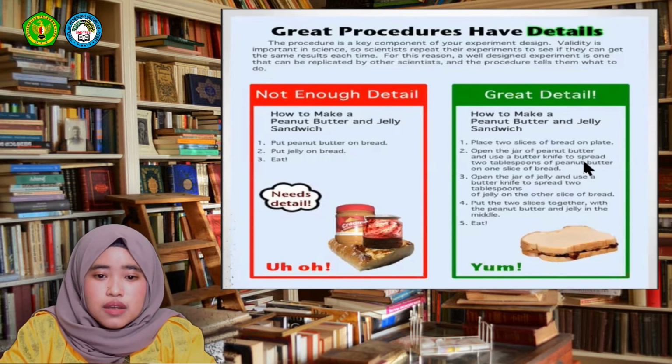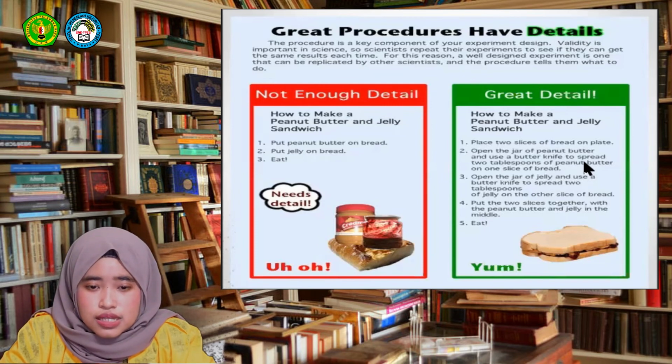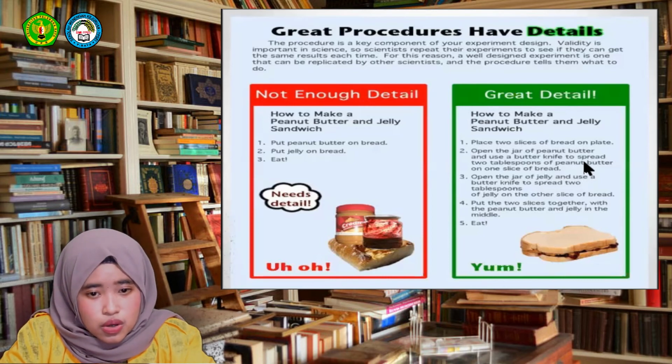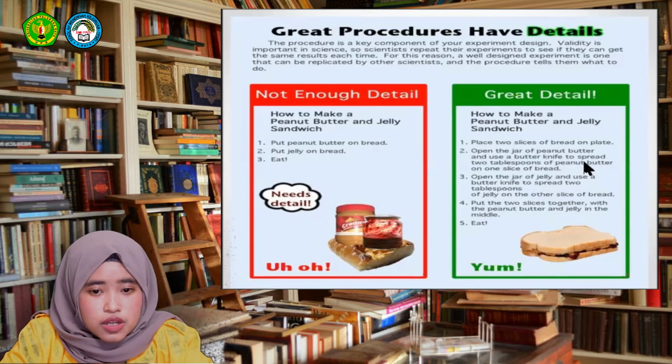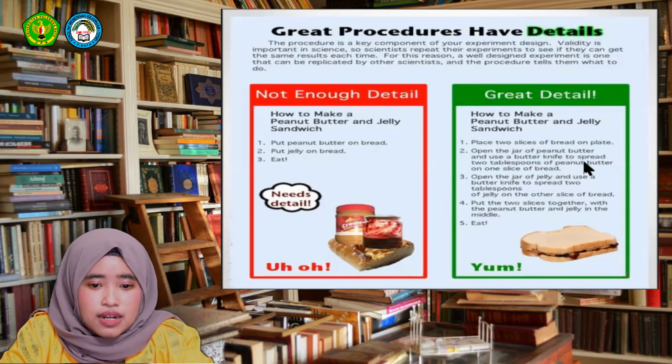And in the right picture, we can see: 1. Place 2 slices of bread on a plate. 2. Open the jar of peanut butter and use a butter knife to spread 2 tablespoons of peanut butter on 1 slice of bread. Number 3 is open the jar of jelly and use a butter knife to spread 2 tablespoons of jelly on the other slice of bread. Number 4 is put the 2 slices together with the peanut butter and jelly in the middle, and then finally, eat.